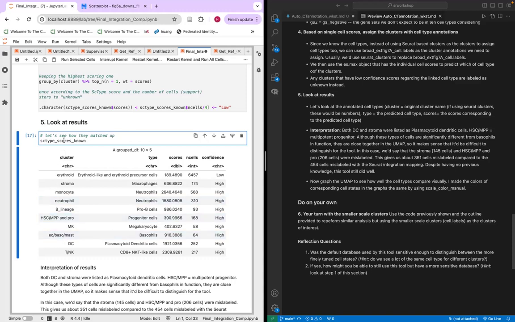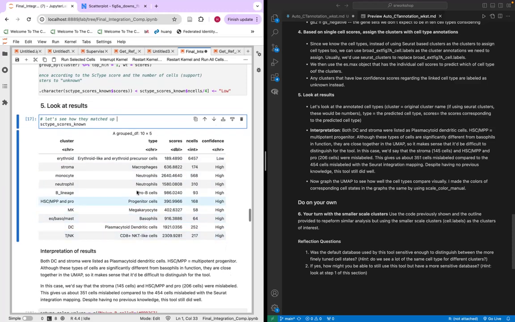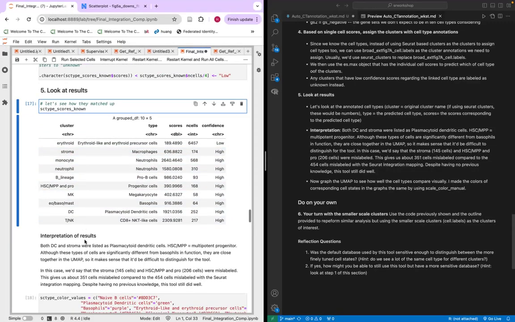And so in this case, we read this as the clusters being our identified clusters that we're giving it. So in this case, we have the names, but if you're using Seurat clusters, it's just going to be numbers. And then the cell state they're connecting it to, the scores, the number of cells that it's considering, and then the confidence level. And so we can see here that it did pretty well. There are some things that don't make too much sense, but still it did pretty well.